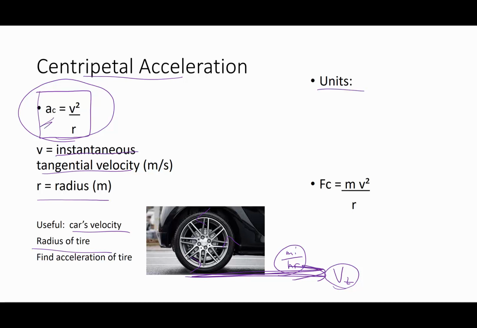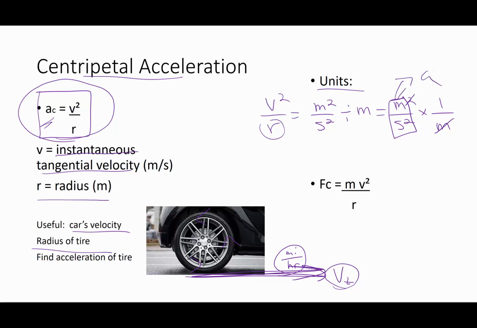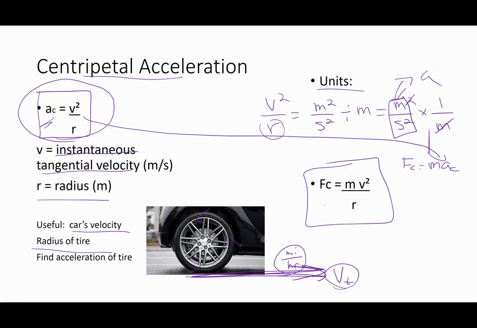Now, how do the units play out? Because this is kind of wacky. I've got velocity squared over r. So this is going to be meters squared per second squared divided by radius units, meters. What we do always with fractions is invert and multiply. 1 over meters, this one's going to cancel that, and I'll end up with meters per second squared, which is acceleration units. If we take centripetal force is mass times centripetal acceleration and replace centripetal acceleration with this equation, we end up with this version of centripetal force, useful in lots of different situations.